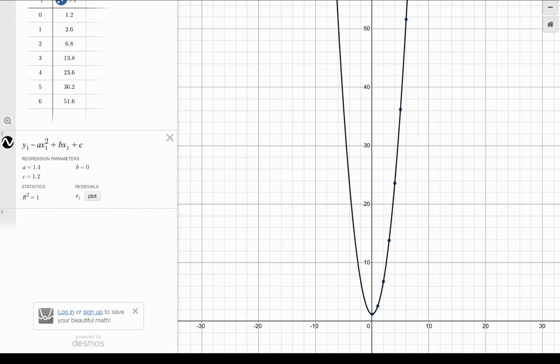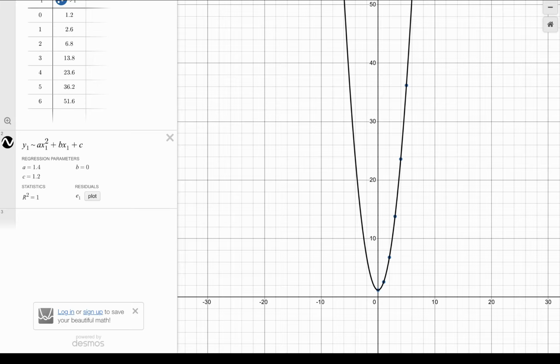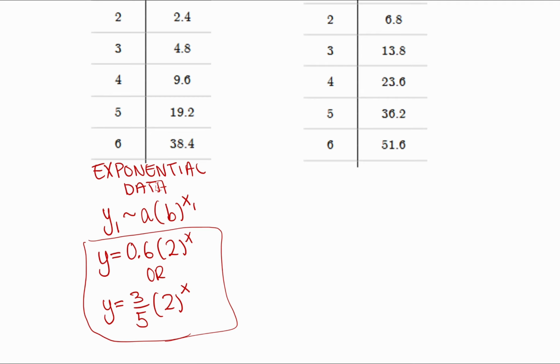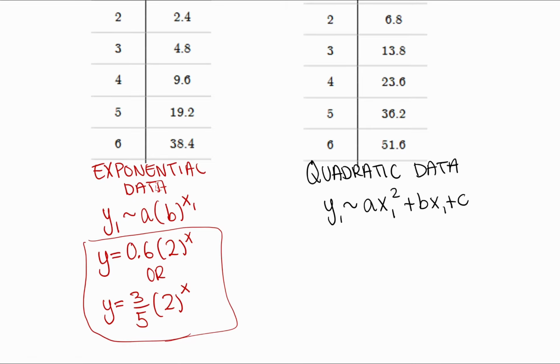So from there, we will then write this equation onto our document. So this data table represents a quadratic data set. Let's write that down. Quadratic data. And the quadratic regression equation is given to us by y1 tilde a x1 square plus b x1 plus c.